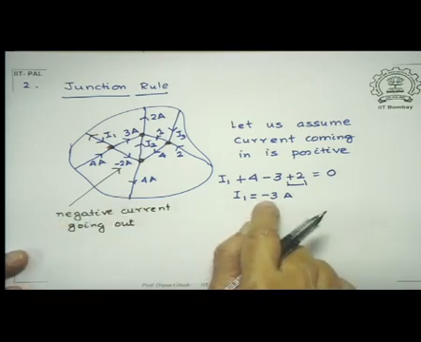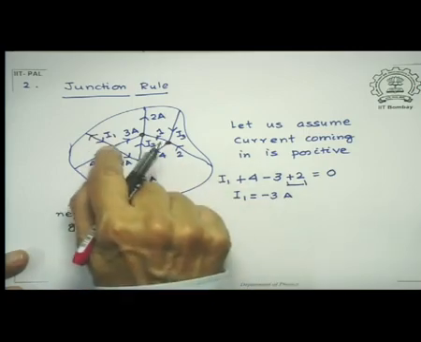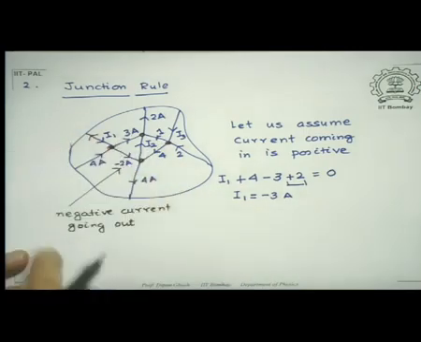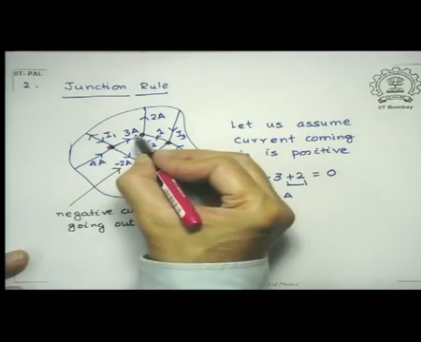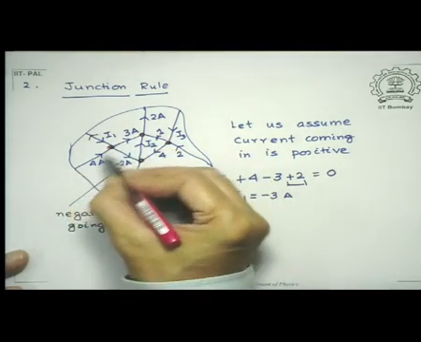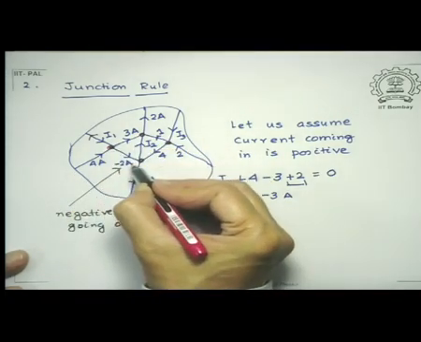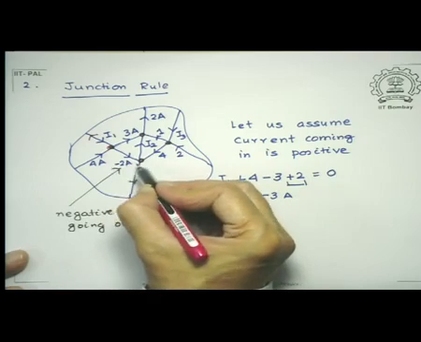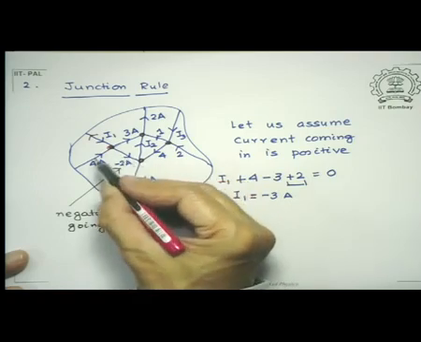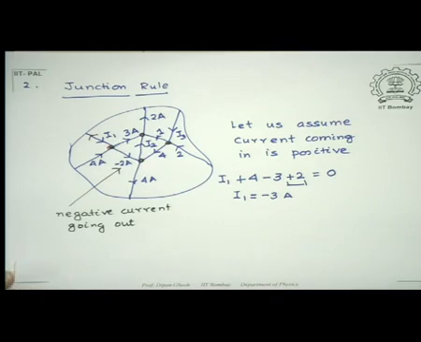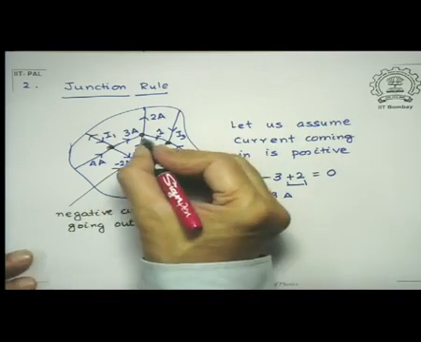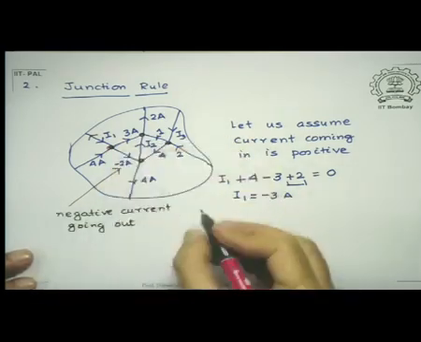This is minus 3, which means 3 amperes going out. This branch has 3 amperes going out. This branch has 4 amperes coming in. This branch has minus 2 going out, means plus 2 coming in. So 6 going out and 6 coming in, which is what we expect. And like this, you can also look at what is happening to the second junction.